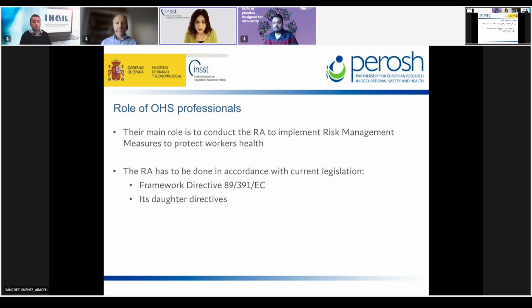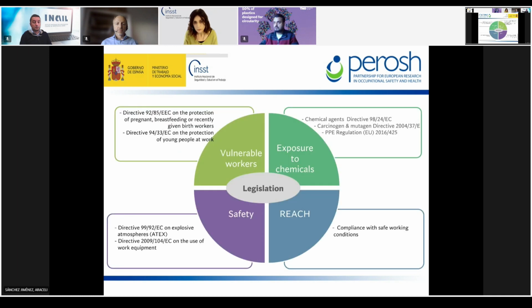And this has to be done in accordance with current legislation. In Europe, we have the Framework Directive and also its daughter directives. Apart from REACH, there is no specific regulation for nanomaterials, as Neeraj just mentioned. Nanomaterials are covered by the Chemical Agents Directive, and in the case of being classified as carcinogens or mutagens, by the Carcinogens Directive. It is worth mentioning that in the last update of the PPE regulation, nanomaterials are mentioned as an example of a substance that may need the use of PPE.